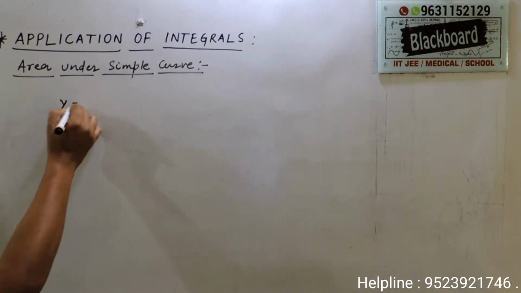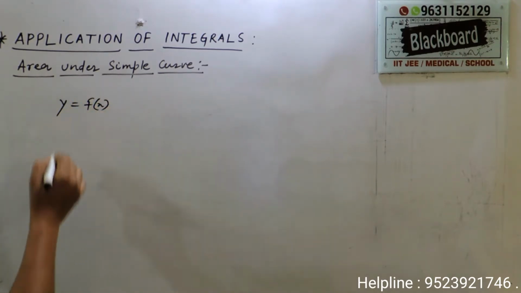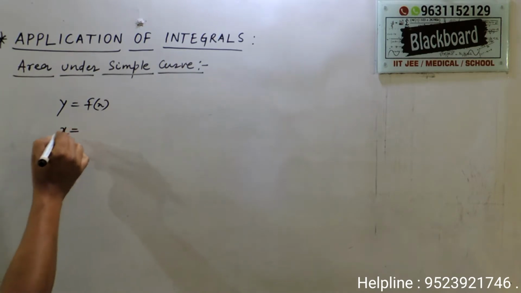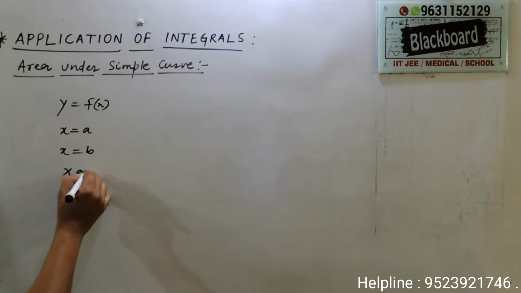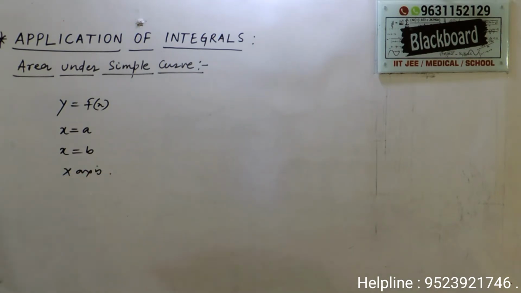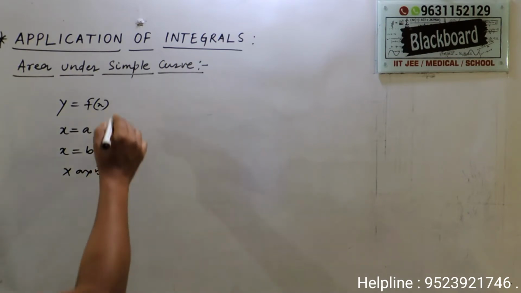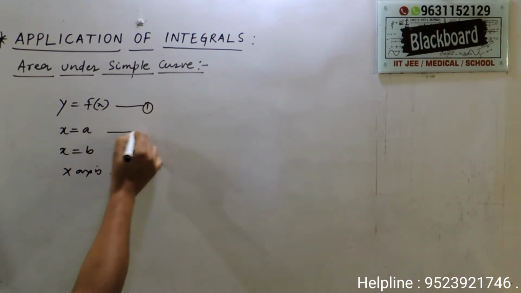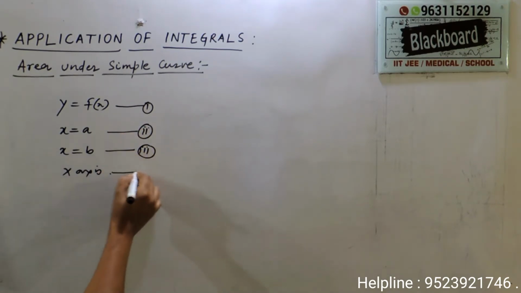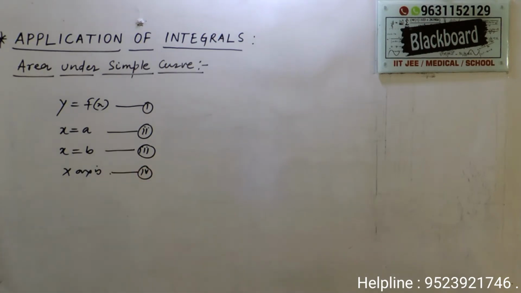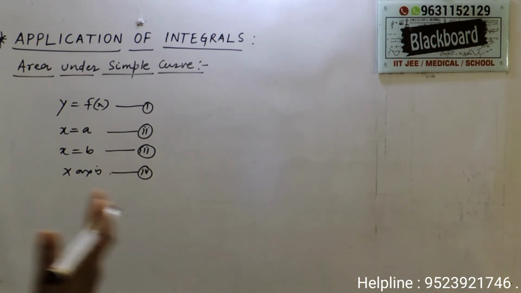Let your curve be y equals f(x), and the limits are x equals a, x equals b, and the x axis, and you have to find the area enclosed by these four equations. This is equation number 1, this is equation number 2, this is equation number 3, and this is equation number 4. First, if it is possible, then draw the curve.